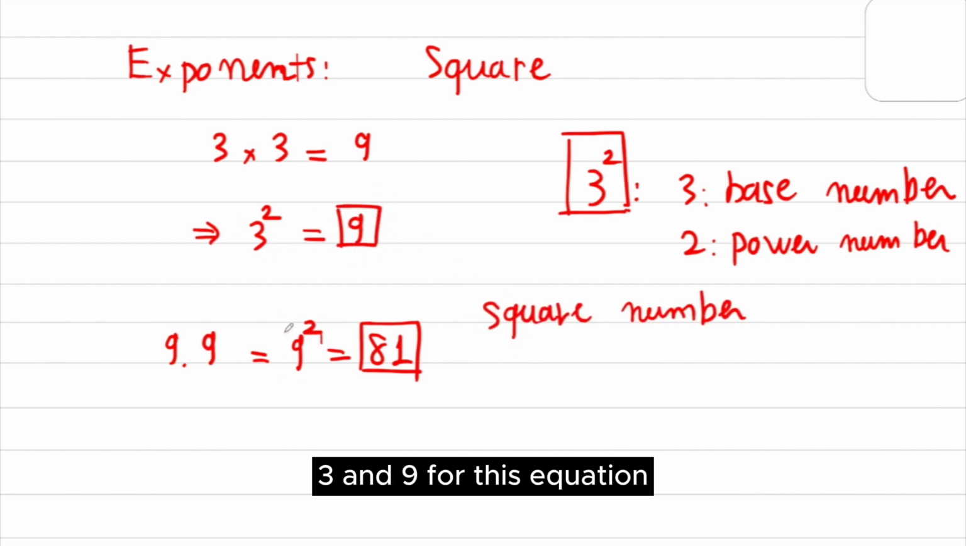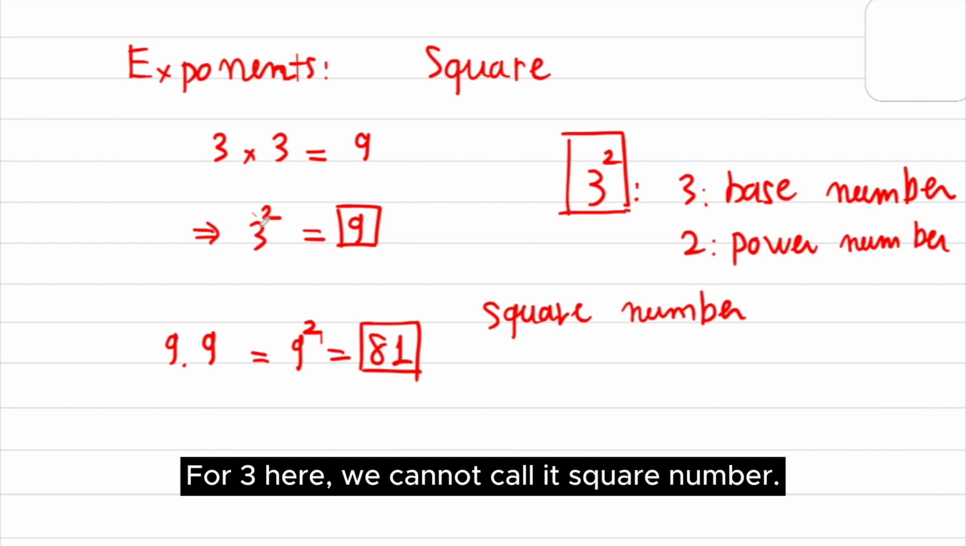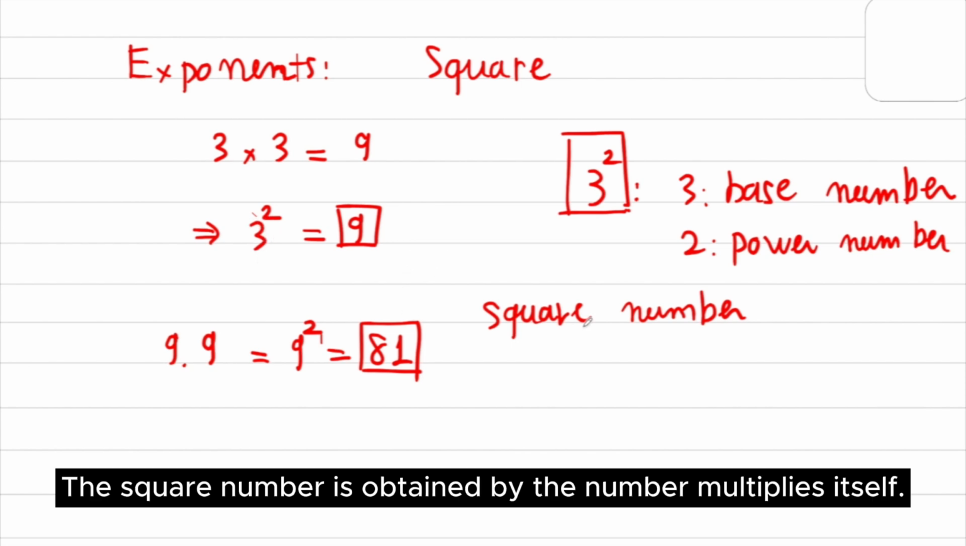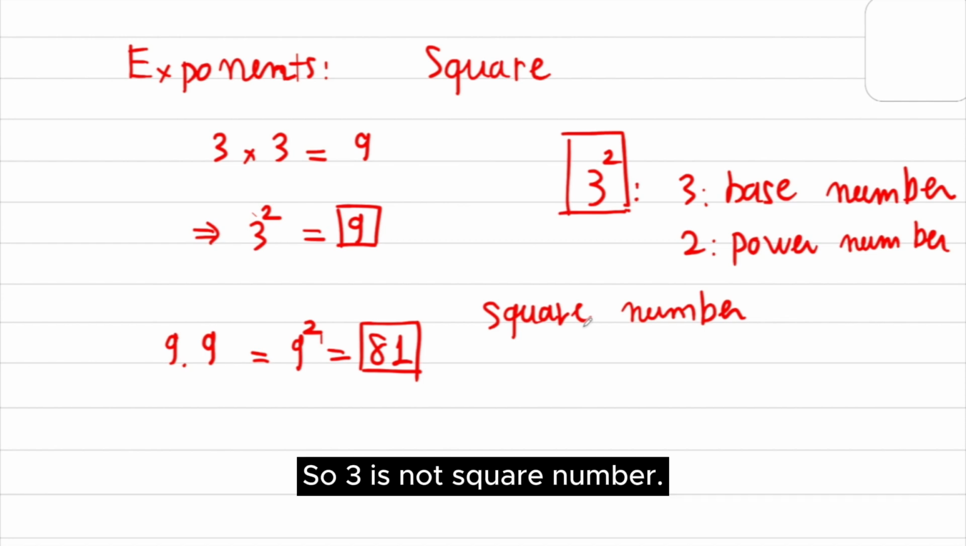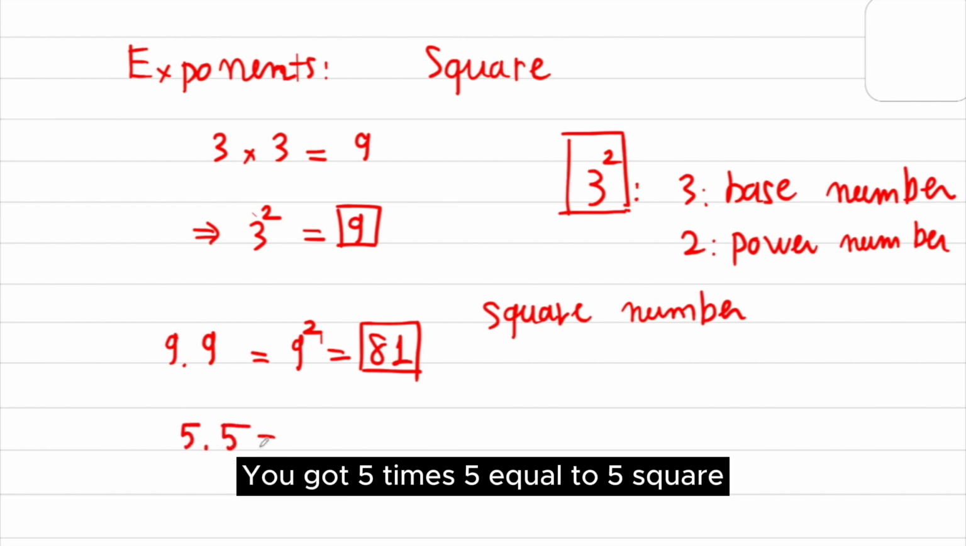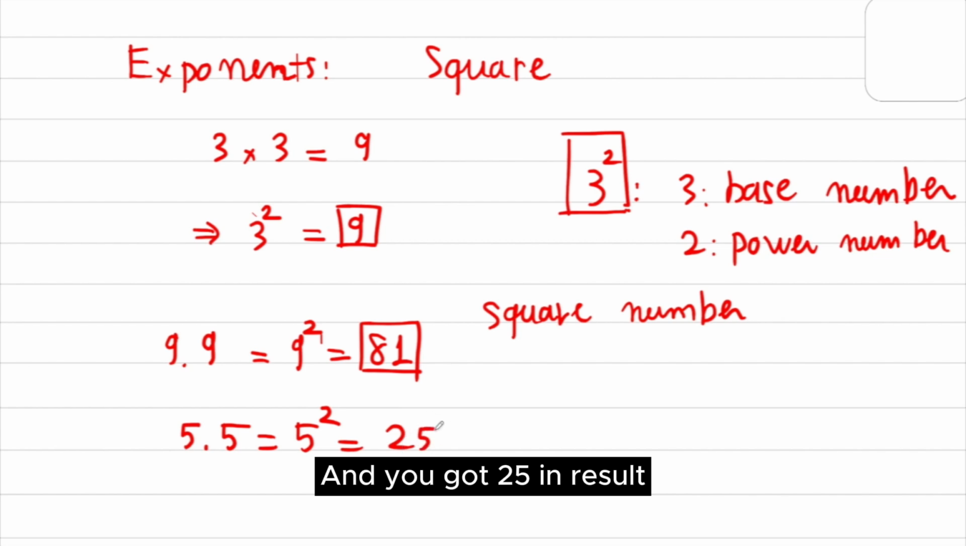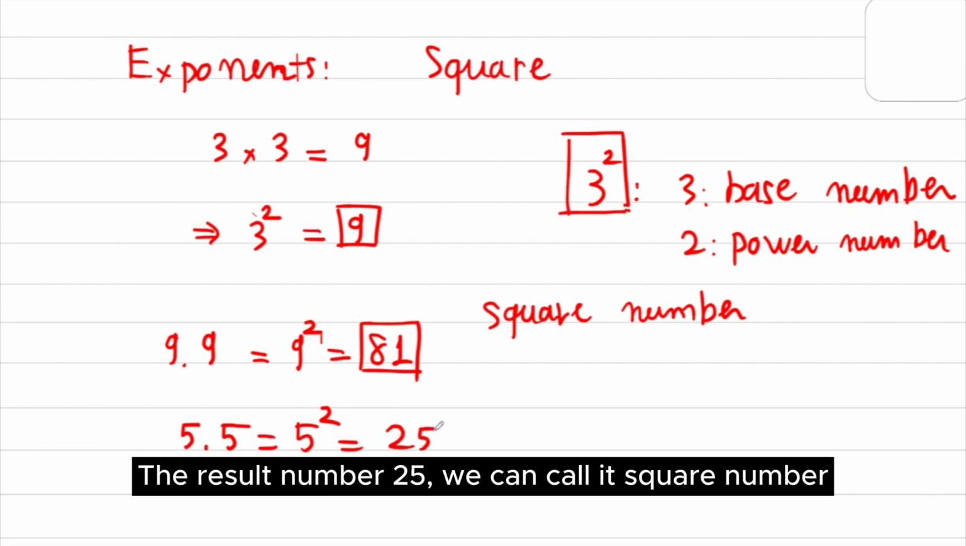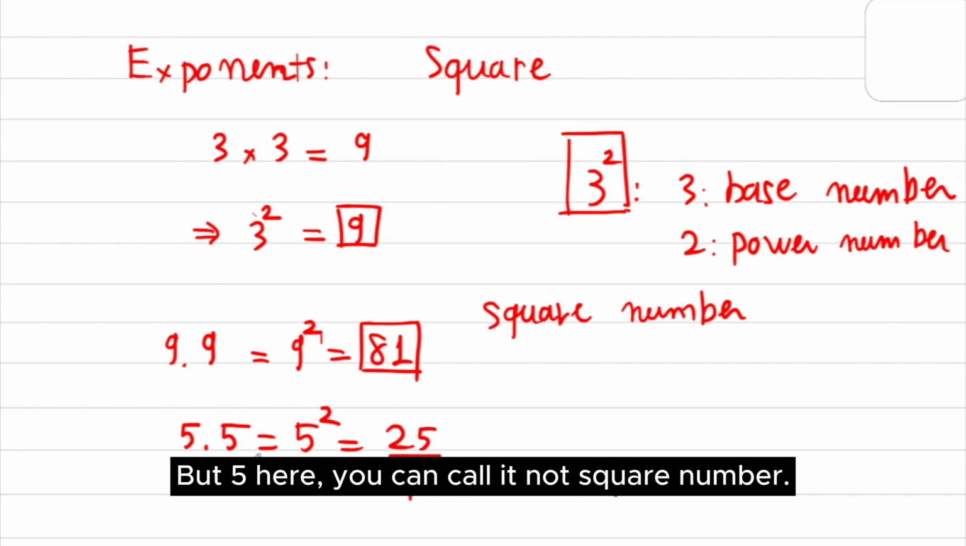Here, 3 and 9 for this equation: 3 we cannot call a square number. The square number is obtained by a number multiplied by itself. So 3 is not a square number, but 9 is. Another example: 5 times 5 equals 5 square, and you get 25 as the result. The resultant number 25 we can call a square number, but 5 is not a square number.